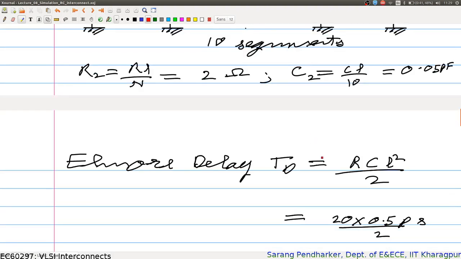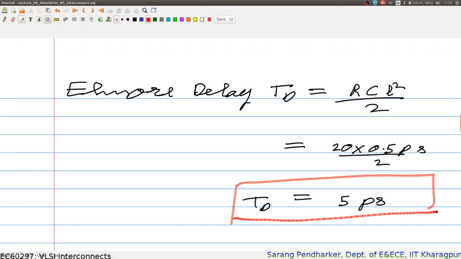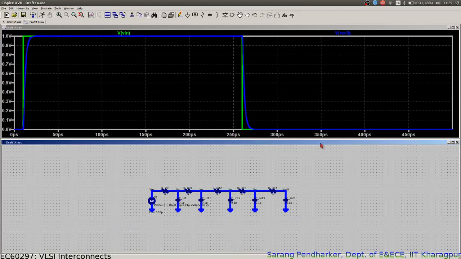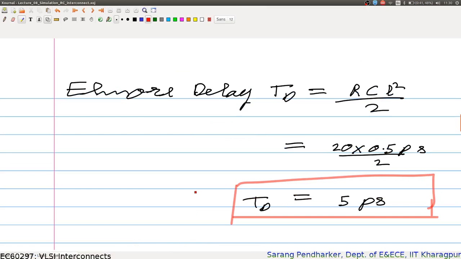If you check that, what you would have is RCL square by 2. If you solve this, you would get the Elmore delay to be 5 picoseconds, which is half that of the lumped model. So what you want to validate is to simulate this for 5 stages, 10 stages, and also for the lumped element, and then see whether, with an increasing number of elements, your delay converges to that of the Elmore delay.